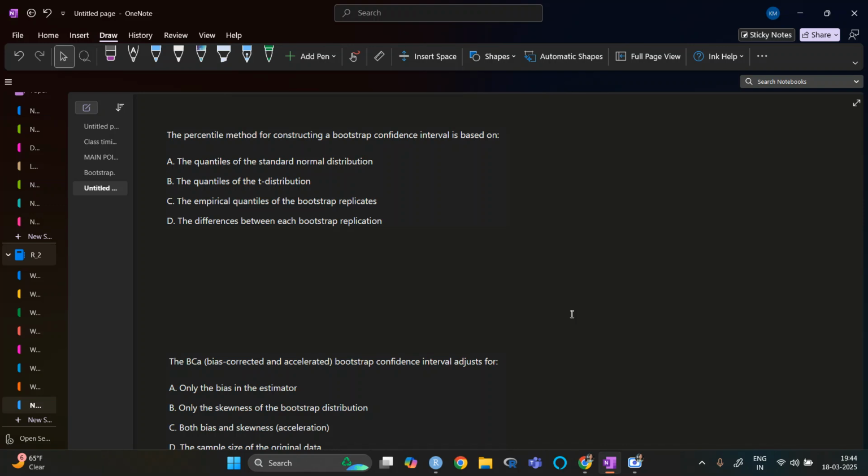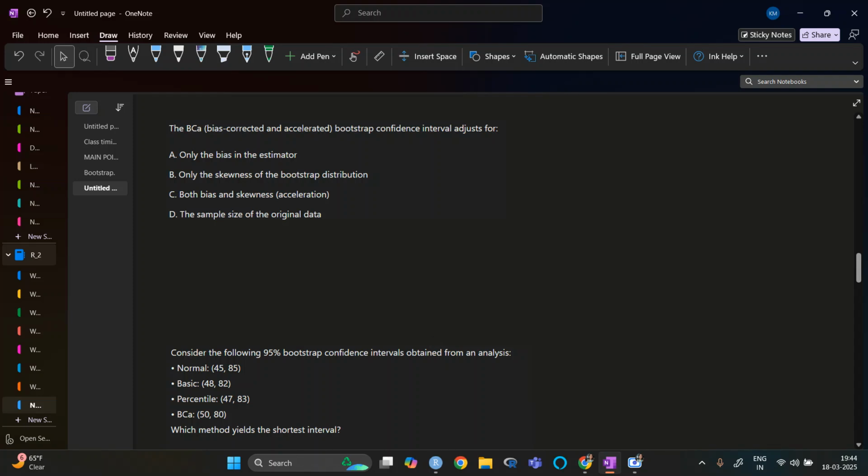The quantile distribution, the empirical percentile method based on the standard normal distribution? No. Quantiles of T distribution? Bootstrap replicates, no? Yes. So for the percentile method, basically, it is the empirical quantiles of bootstrap replicates. So bootstrap replicates.